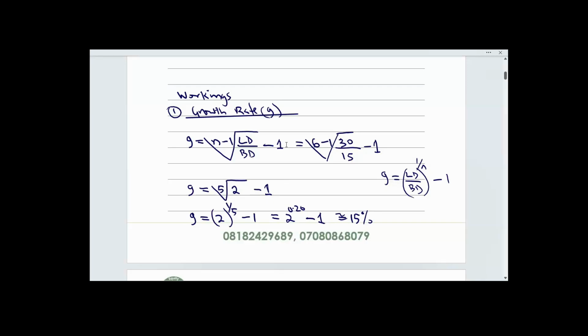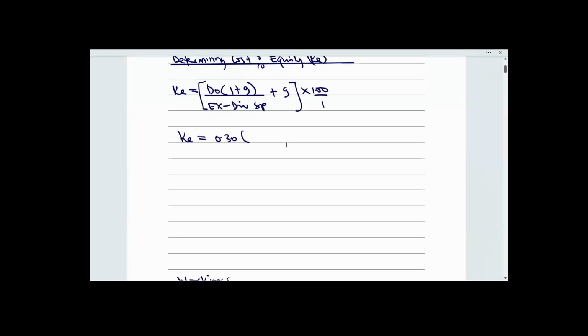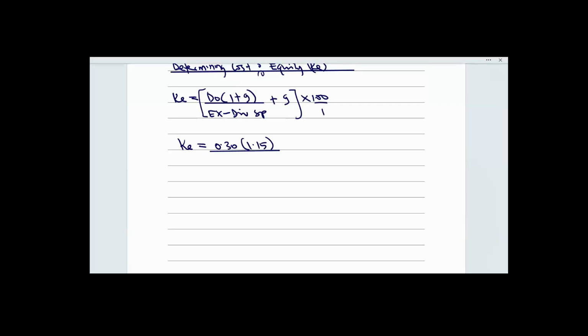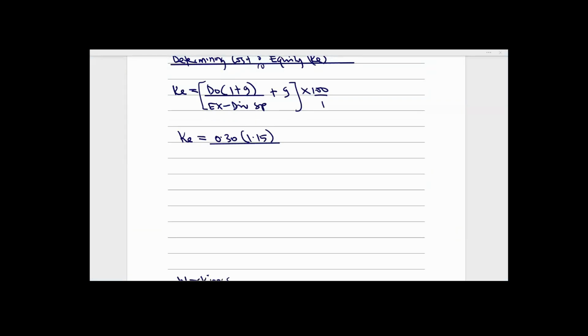Now that we have computed the growth rate, we can go back to calculating the cost of equity. So 15% is the growth rate. 1 plus 15% will give us 1.15, divided by, we need the XDIV share price. The share price given to us of 1 naira 40 kobo is cum div because dividend has not been paid. Therefore, we need to convert it to XDIV. So working number 2.